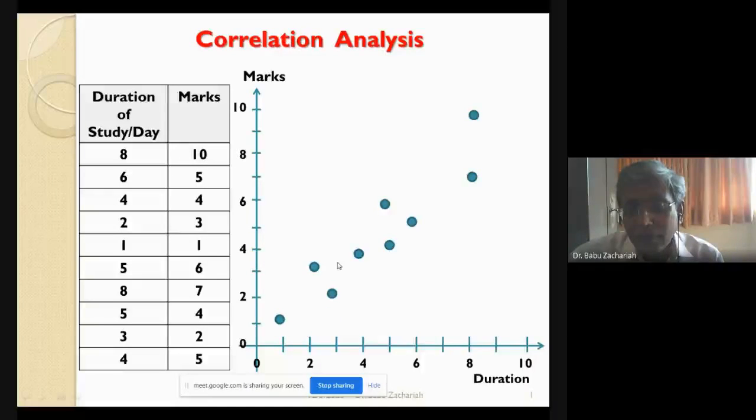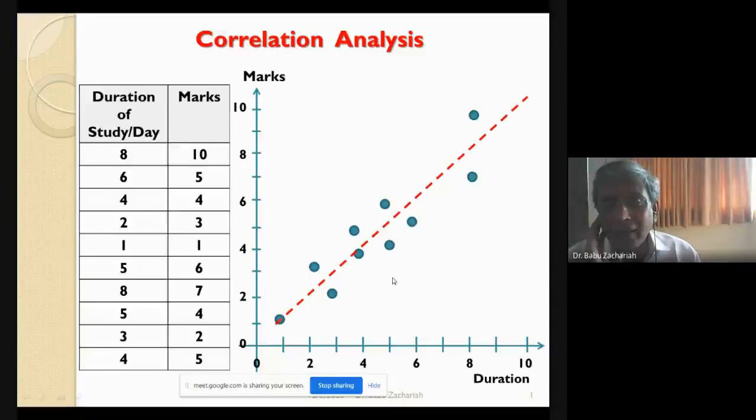Once we put the dots, we get a pattern that is shown by an imaginary line there. And most of the points are on or around that line. As we move along that line, which shows the trend in the data, from one end to the other, as duration of study increases, the marks also increase. Or in other words, as one variable increases, the other variable also increases. This is what we call correlation.